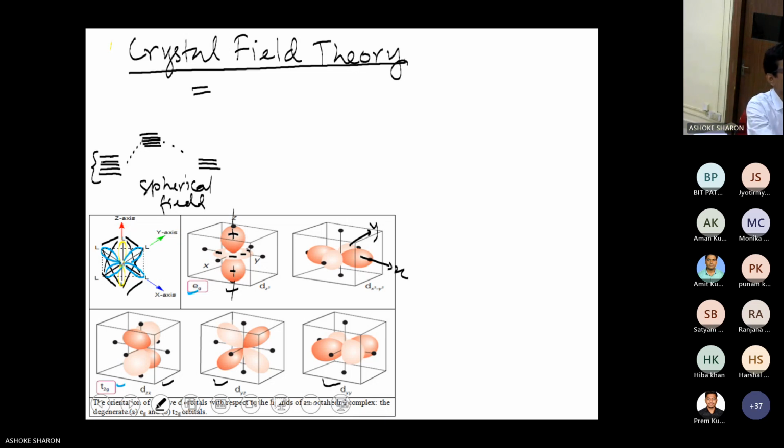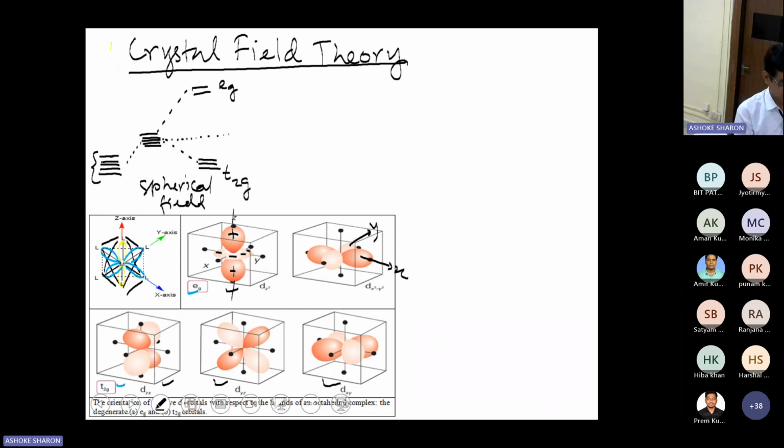So the lower one is the T2g set and the upper one is the eg set. Now, the splitting of the orbitals takes place in such a way as to maintain the barycenter. Barycenter means the energy of the ground state. Okay, so in the spherical field, what was the energy, along that line the barycenter is maintained?